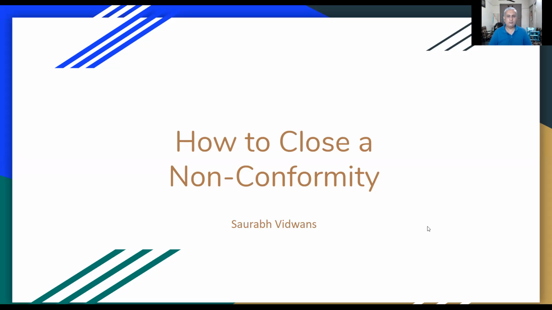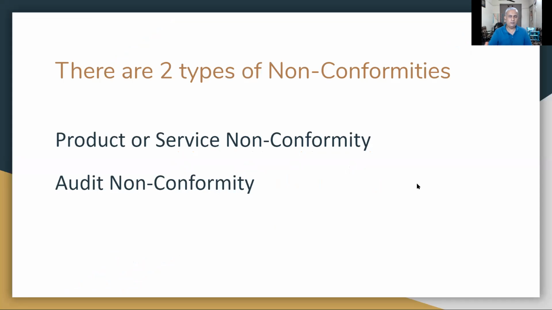Let us go into the slide. There are two different types of non-conformities which are defined in the ISO 9001:2015 standard. The first type is product or service non-conformity, and the second type is audit related non-conformity. In this video, we are elaborating more upon product and service non-conformity, and in the subsequent video, you will be able to understand more about what an audit non-conformity is and how we can close it.